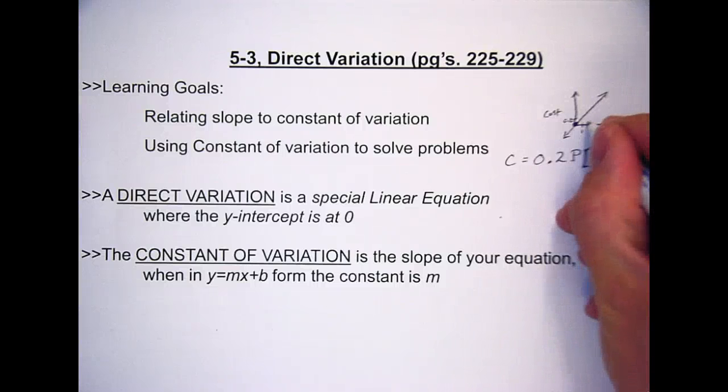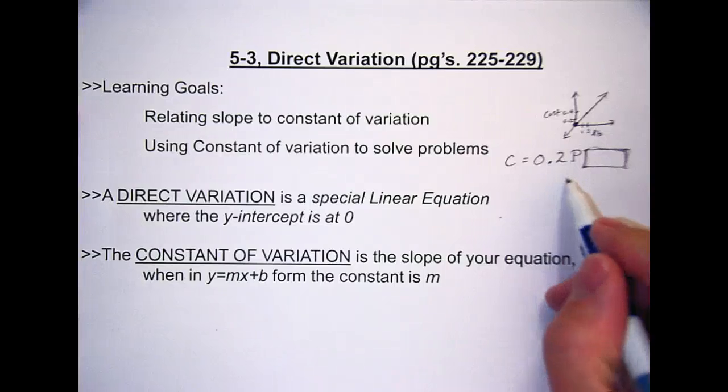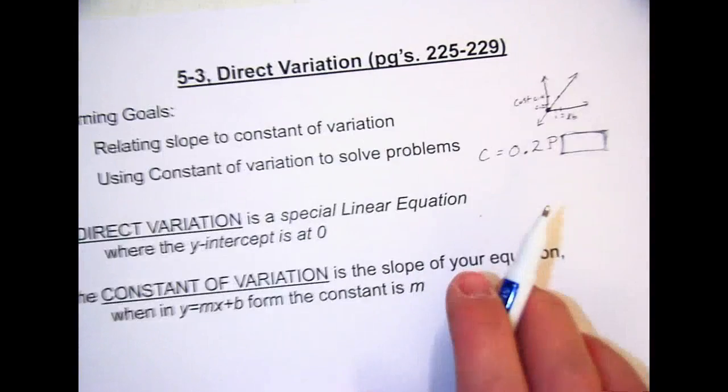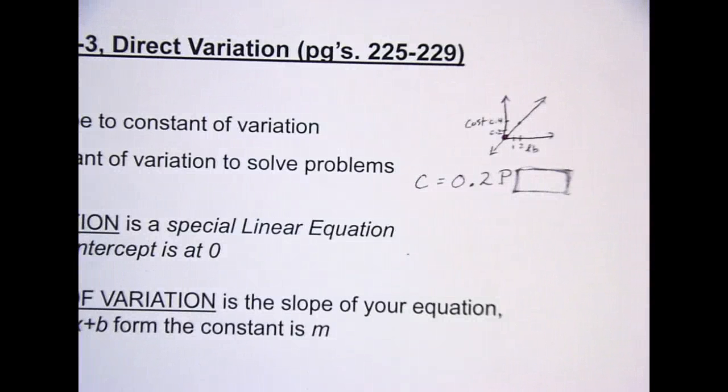You buy 2 pounds, you're now up to 40 cents. So it relates directly to the number of pounds you buy. There's no other fee involved there. That's a direct variation.